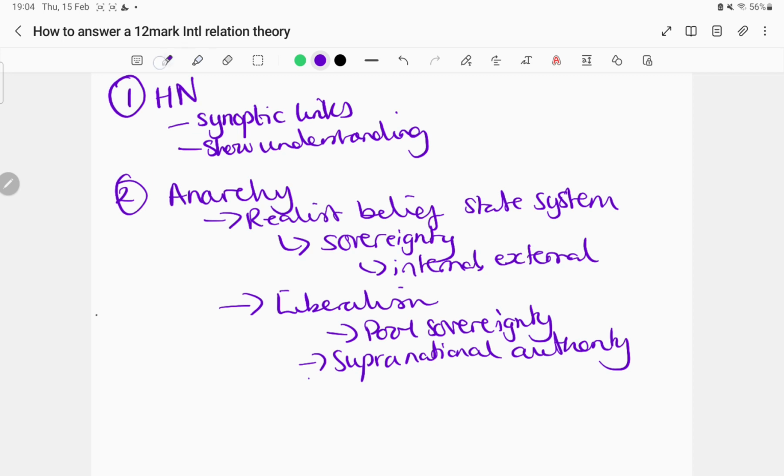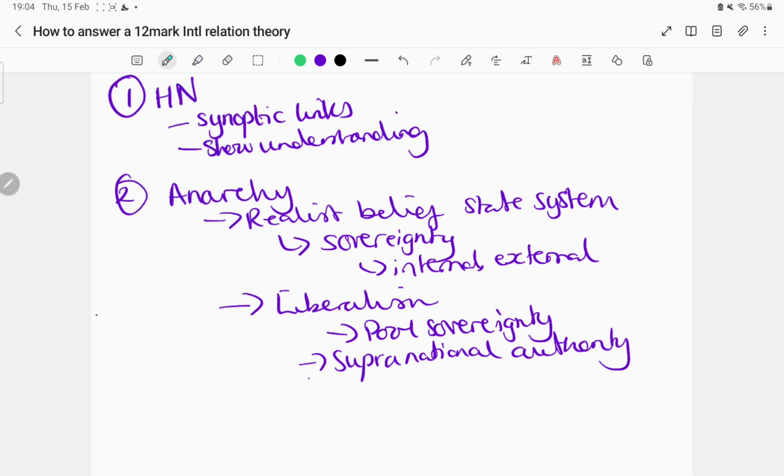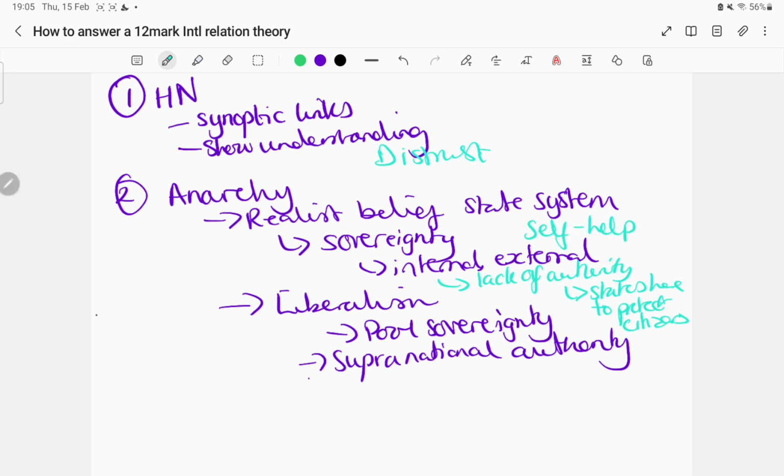And remember, we do have to refer back to the implications. So, of course, distrust. And the lack of authority. States have to protect citizens. Self-help, all of these keywords that we've used previously. Okay.